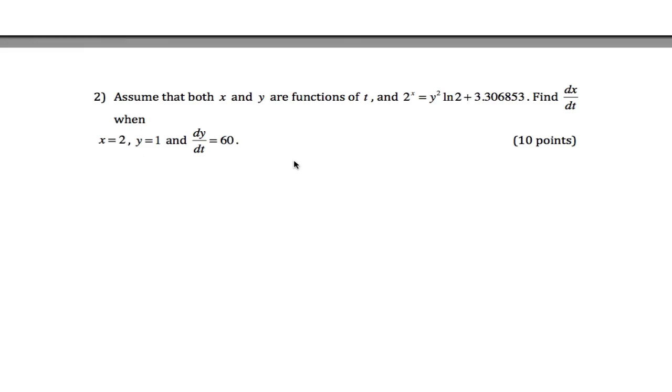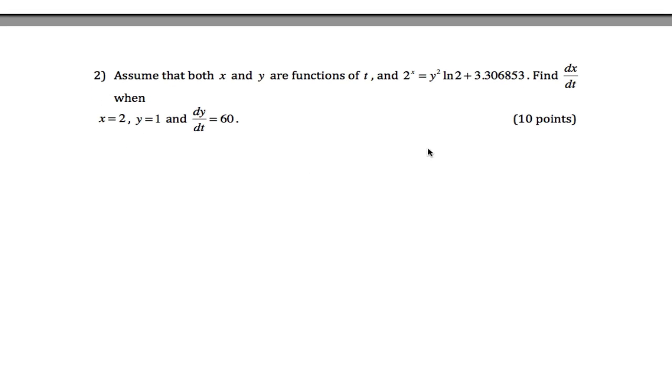All right, number 2. This is a related rates question. You're given a relationship between x and y. You're told they're both functions of t. That's important. And you want to find the derivative of x with respect to t. In other words, you want to find x prime. It tells us x is 2, y equals 1, and y prime is equal to 60.